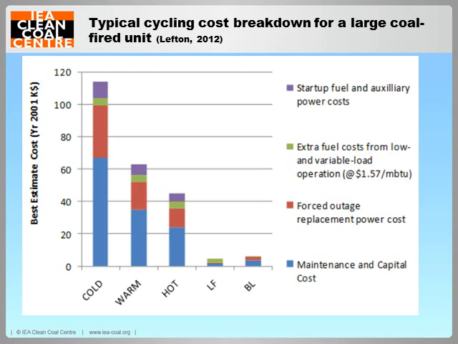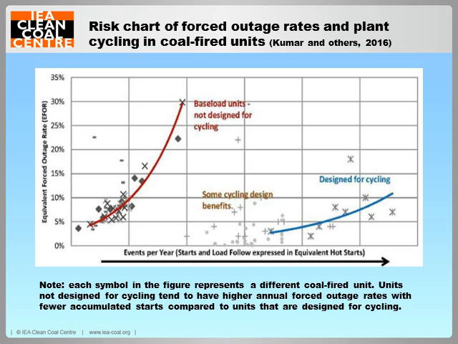This slide shows a typical cycling cost breakdown for a large coal-fired unit in the United States. As you can see, operation and maintenance costs go up in all three scenarios, but are more pronounced with cold startup operations. Cycling baseload units, which are not designed for flexible operation modes, can result in increased or more frequent component failures and sometimes longer-duration unplanned or forced outages.